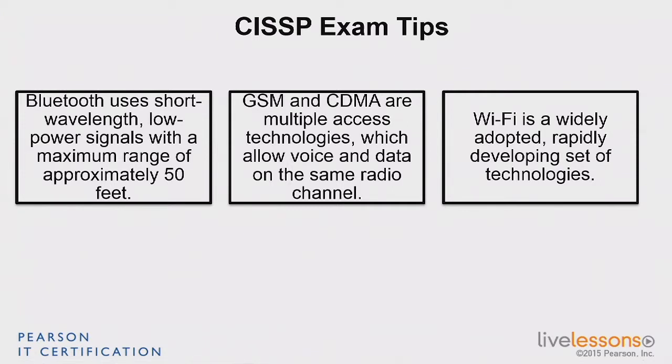So we're going to end with our 3 CISSP exam tips. You want to remember that Bluetooth uses shortwave, low-power signals with a maximum range of approximately 50 feet. GSM and CDMA are multiple access technologies which do allow voice and data on the same radio channel. And Wi-Fi is a widely adopted, rapidly developing set of technologies.